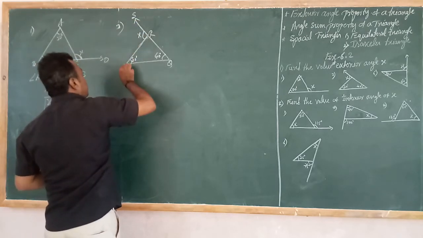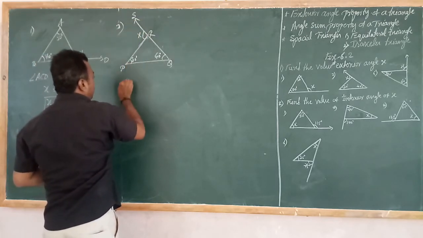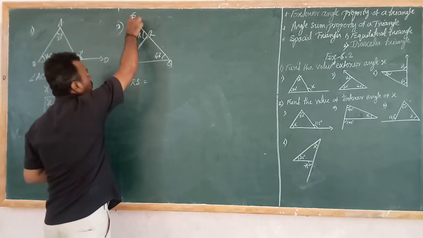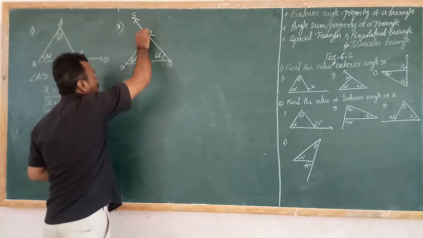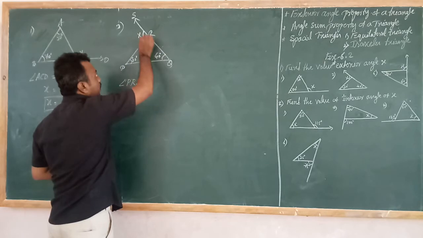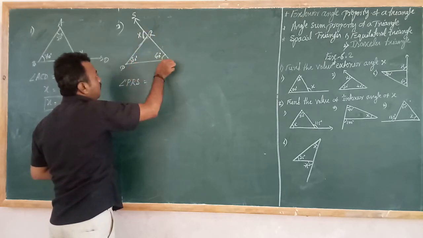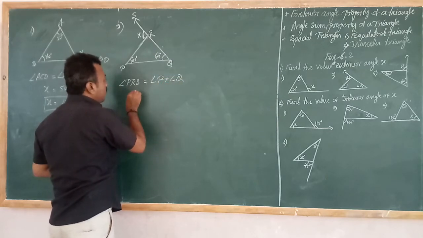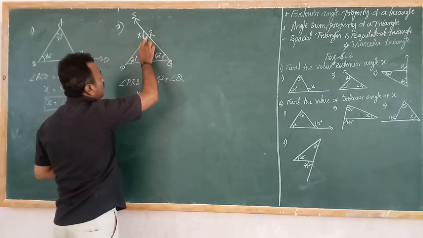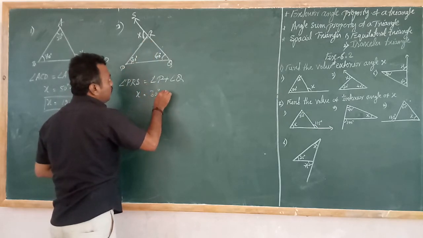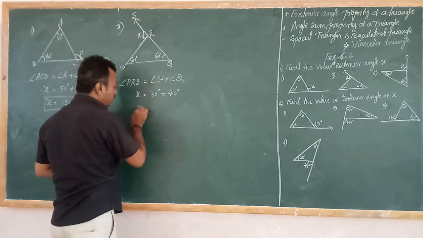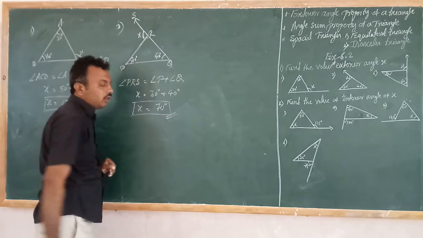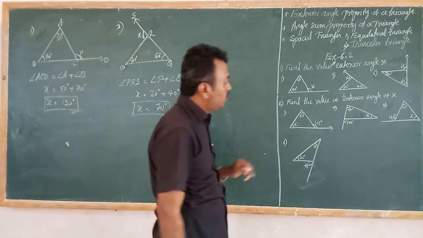PRS is the exterior angle. This exterior angle is equal to the sum of the opposite interior angles, that is, Q and P. Therefore, angle P plus angle Q. PRS means x. x is equal to angle P, how much? Angle P is 30 degrees, angle Q is 40 degrees. The sum of 40 degrees and 30 degrees is 70 degrees. This is the value of x. So x is equal to 70 degrees. Do you understand? So next one, students.